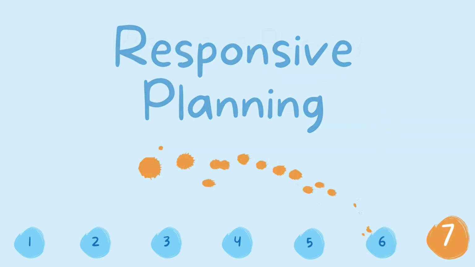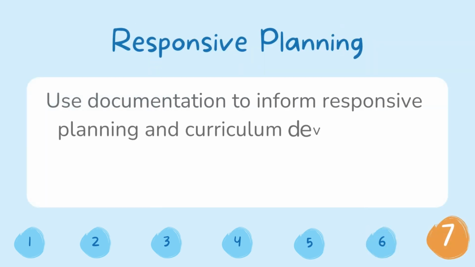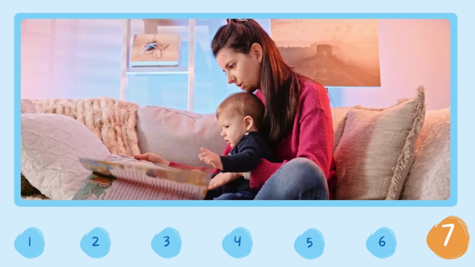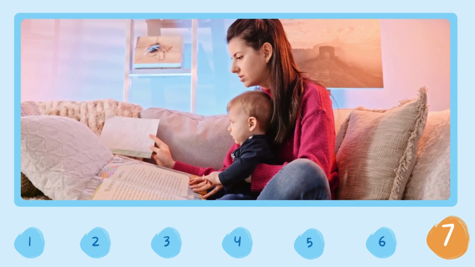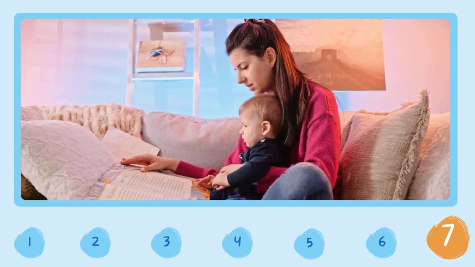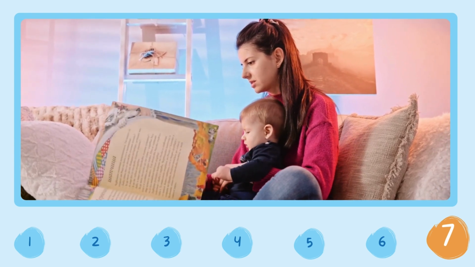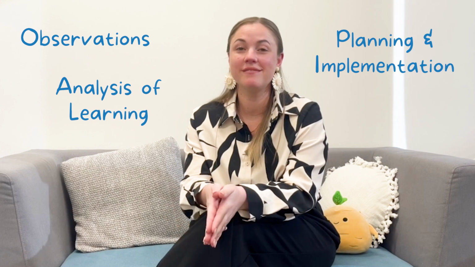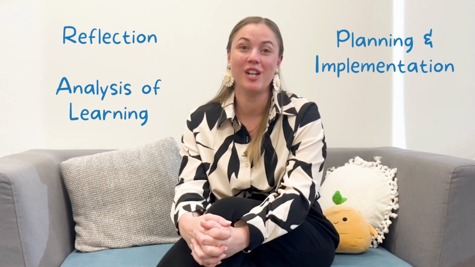Responsive planning. Use documentation to inform responsive planning and curriculum development that builds on children's interests, strengths and emerging skills. Tailor learning experiences and environments to meet the diverse needs and preferences of all children, promoting meaningful engagement and learning. Remember that our cycle consists of observations, analysis of learning, the planning and implementation, and reflection of that learning journey. By embracing effective documentation practices, we're creating opportunities to honour and celebrate children's unique identities, experiences and contributions.